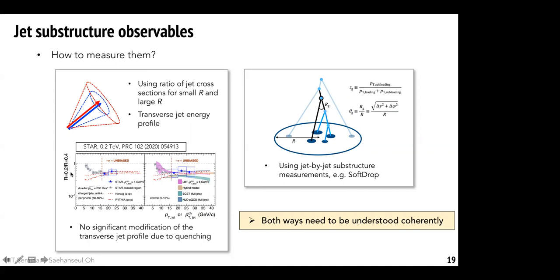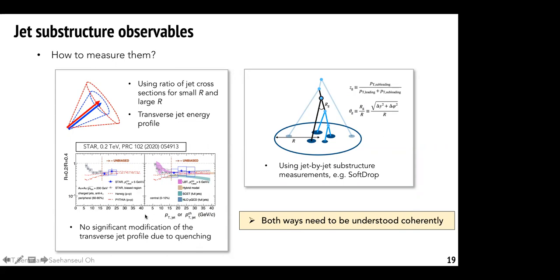So by taking this ratio in the peripheral collision and central collision, they could compare the transverse jet energy profile change between peripheral and central collision. However, you see that they are more or less the same, so no significant modification of the transverse jet profile was observed due to quenching.